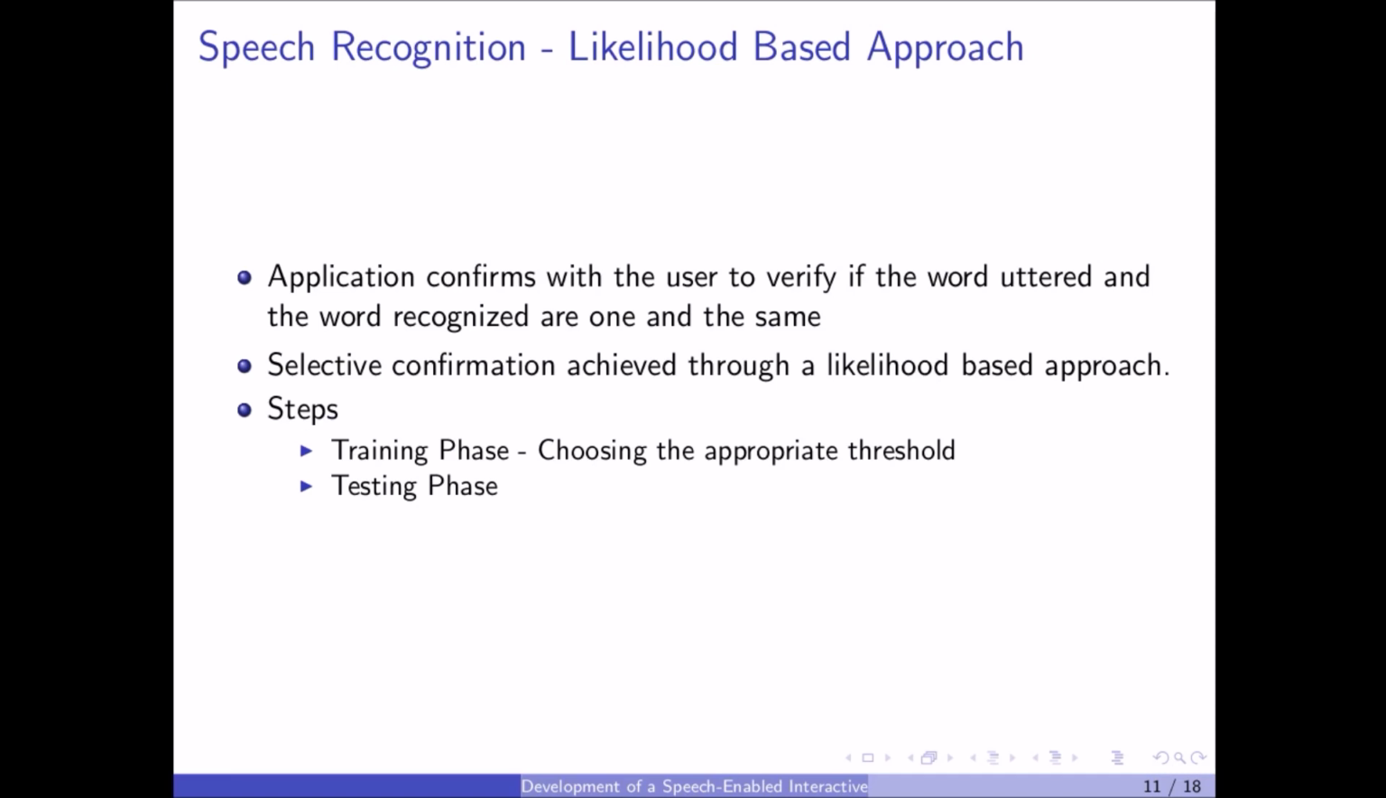But if you are going to confirm with the user in every stage of the application, then it could cause some considerable delay in getting the final answer from the system, and it would also be annoying to the user, right? So we opted for a likelihood based approach that confirms only when the system is not confident of its recognition. This is a two-phase process which has a training phase and a testing phase as well, as we'll see in the following slides.